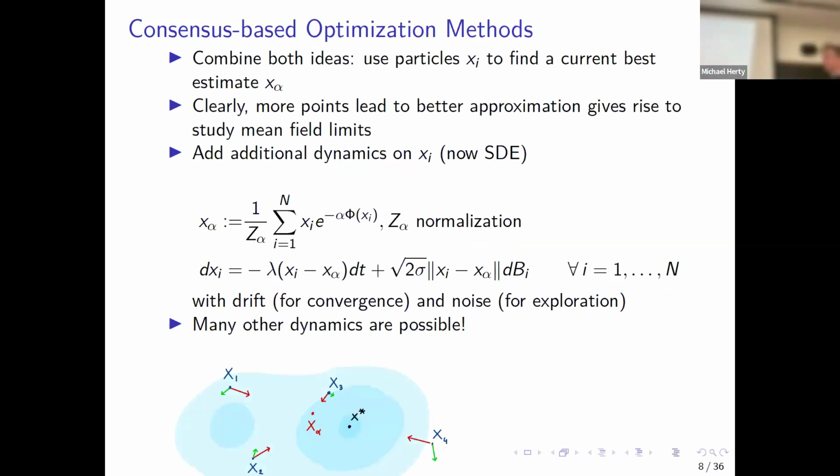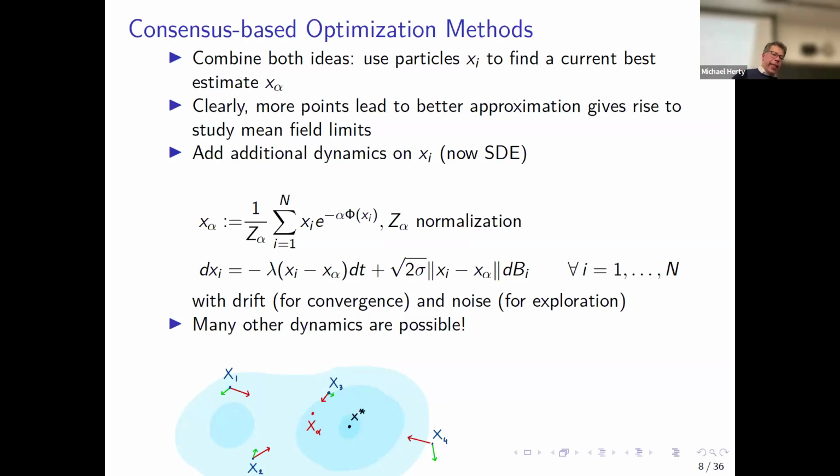Yeah, so now we want to do that for these two methods. We start with this consensus method. So we have this dynamics. It's a little more complicated than the one we had before. This is a consensus point. This is a normalization. Here's a noise.